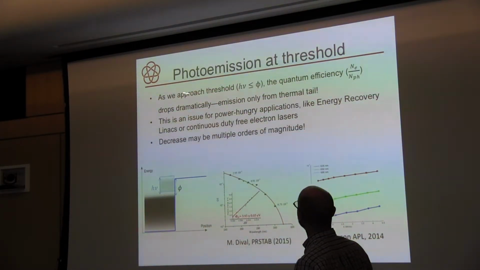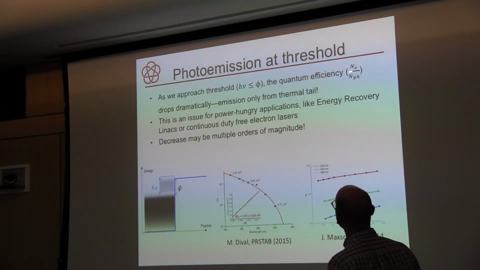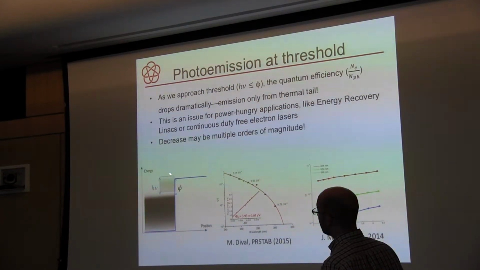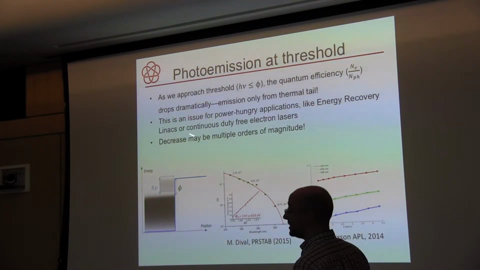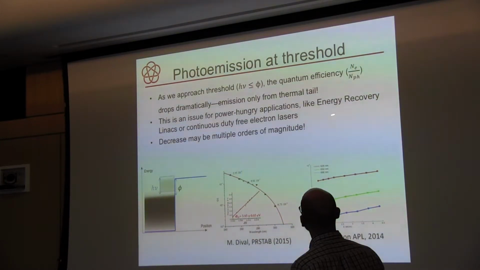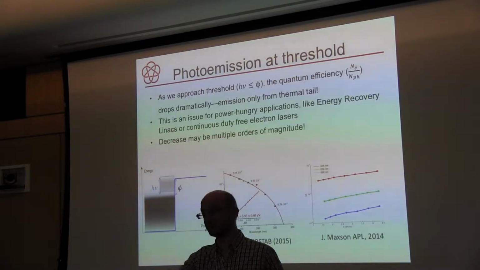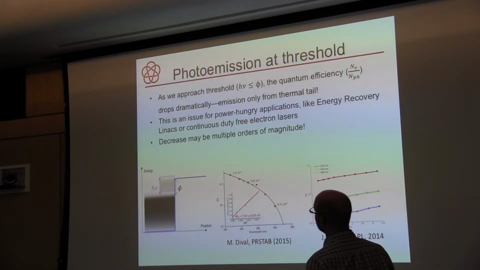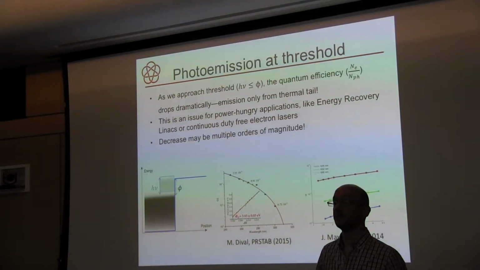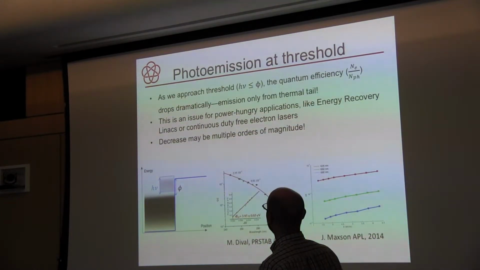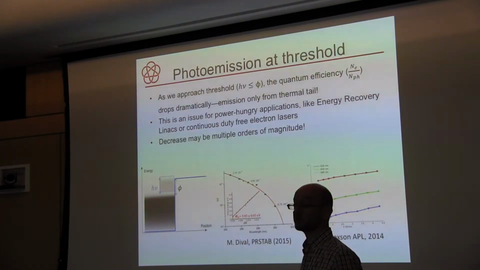As we approach the threshold, the quantum efficiency, or the number of electrons per incident photon that we're getting out of the crystal, drops dramatically because we're not promoting as many electrons above the vacuum energy. So we're only getting emission from the thermal tail. Now, this is an issue for power-hungry applications. For instance, applications that require a large number of electrons per second down the pipe, like energy recovery LINACs or continuous duty free electron lasers, they're often starving for laser power. So the decrease they could experience in the quantum efficiency could be multiple orders of magnitude or more.